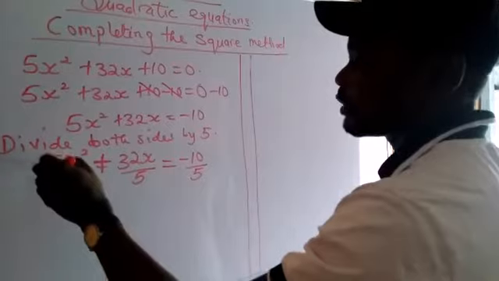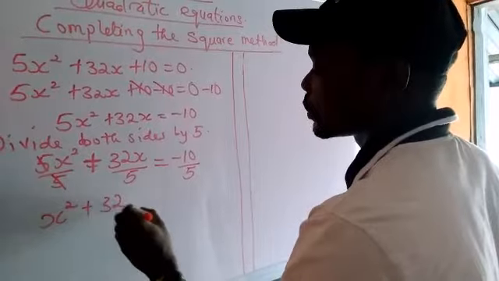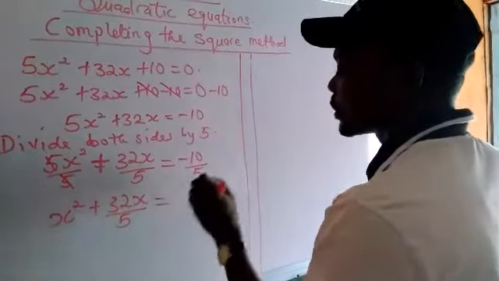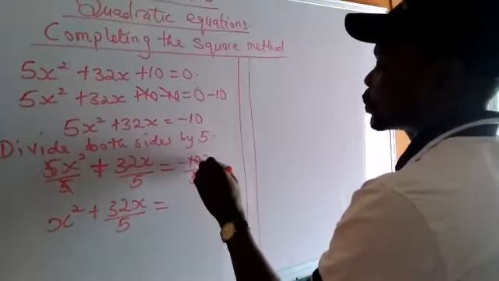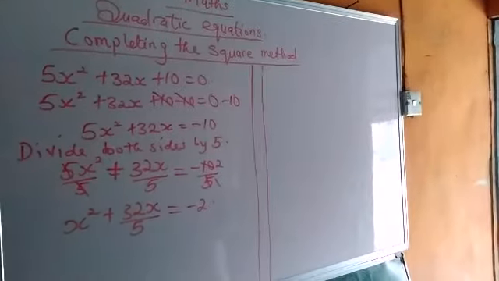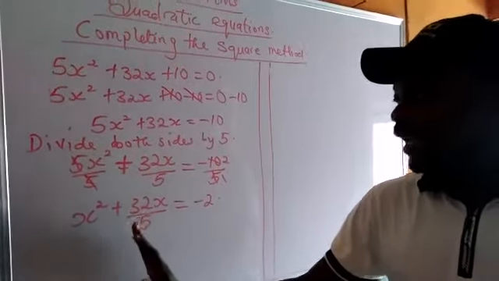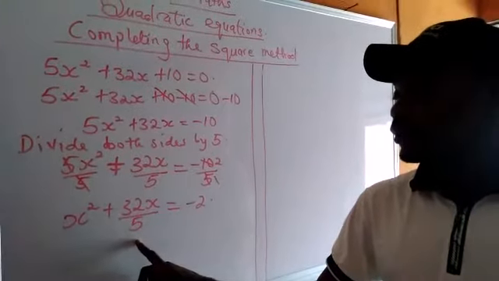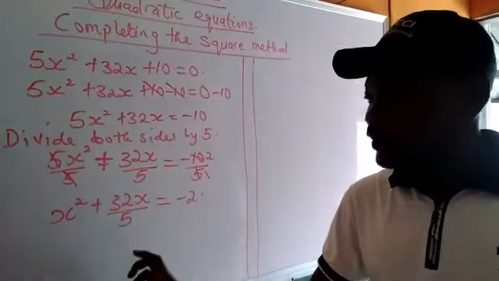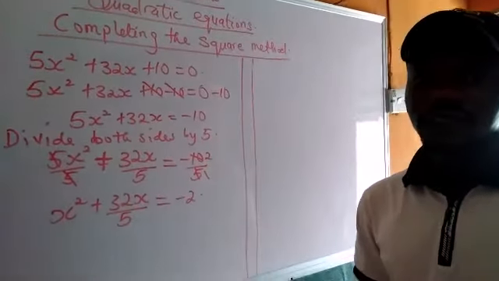So 5 cancel 5. We have x squared plus 32x divided by 5 equals, 5 here 1, 5 here 2, equals minus 2. Now, the next thing we are going to do in this place is we add half of the coefficient of x, squared, to both sides of this equation.